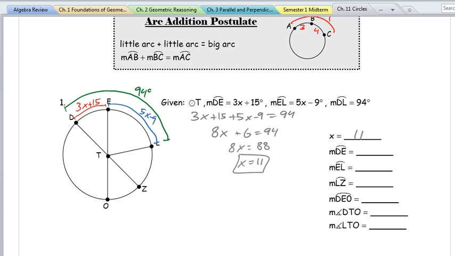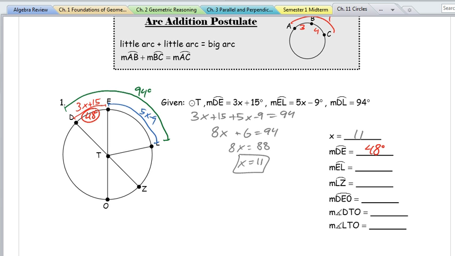Now to go find everything else, you're just going to plug it back in. So if we need to find DE, we're going to go ahead and plug that right in. So we're going to have 3 times 11 is 33. Plus 15, that's going to get you 48 degrees.